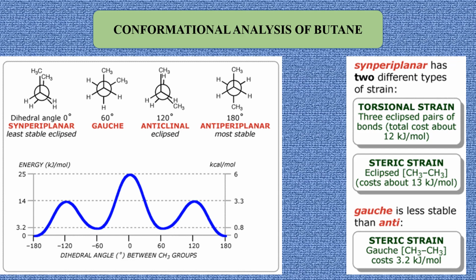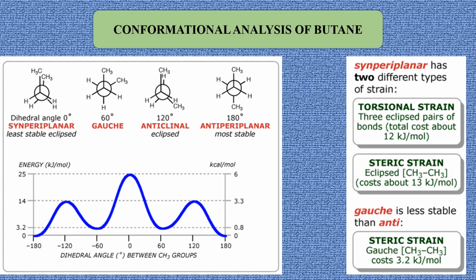Therefore, in this diagram, we have taken the potential energy of the molecule on the y-axis and the dihedral angle between the two CC bonds on the x-axis. Here in the syn periplanar or syn coplanar conformation, the dihedral angle between the two CC bonds is 0 degree, and this is the one with the highest energy. So this is 0 degree dihedral angle, and this is the energy corresponding to the syn periplanar conformation.